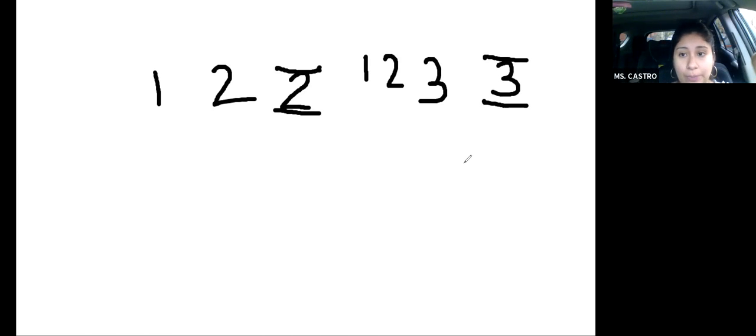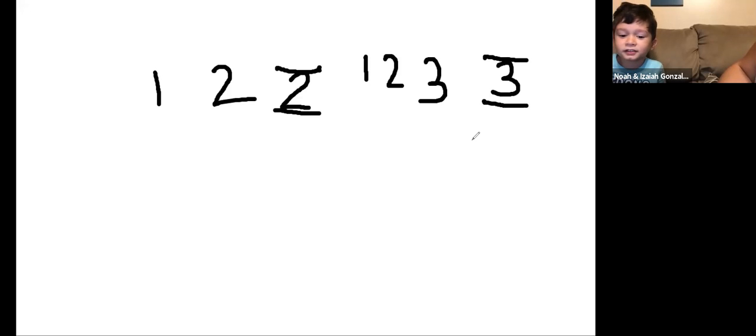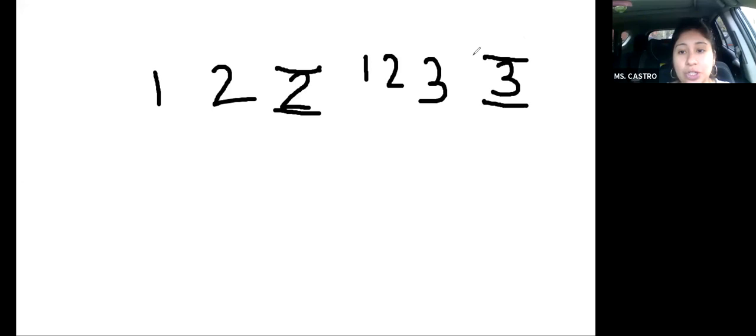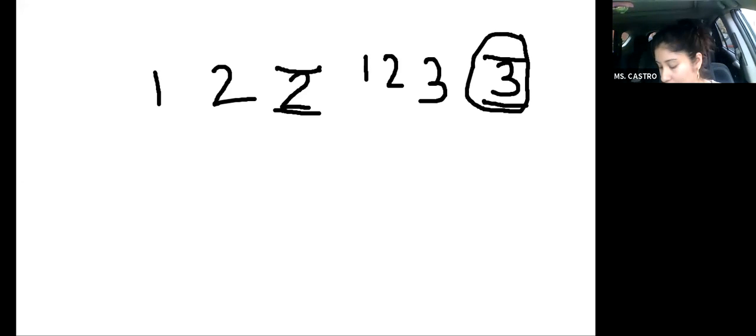Now, we have to figure out which number is greater. Is 2 greater or 3 greater? Who wants to help Miss Castro out with this one? Which number is greater? Noah, go ahead. Which number is the bigger number? 3. Very good job, Noah. So what we're going to do, we're going to circle the number 3 that we wrote on the line to show that is the greater number.